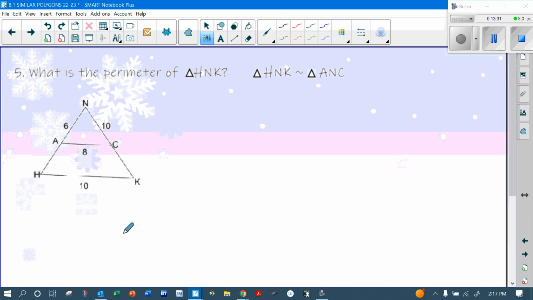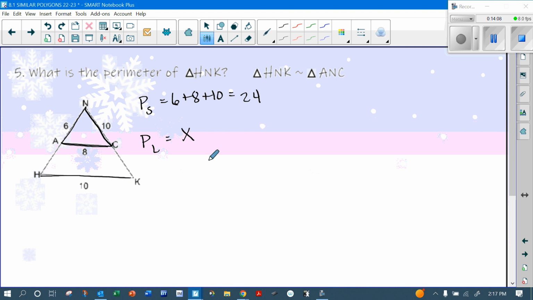All right, last piece. What is the perimeter? If I need the perimeter of H and K, they want the perimeter of the big piece here. So this is a 10, this is an 8. This small triangle, they gave me all 3 sides. So the perimeter of the small triangle is going to be 6 plus 8 plus 10, which is 24. The perimeter of the large triangle is my x, because I do not know what it is.